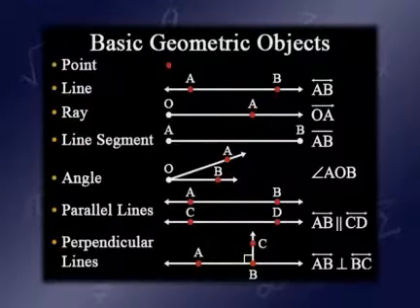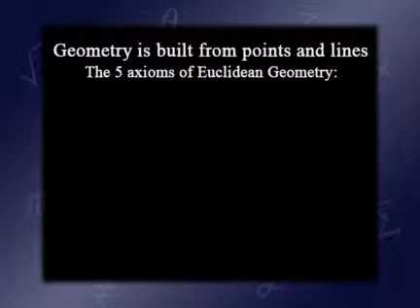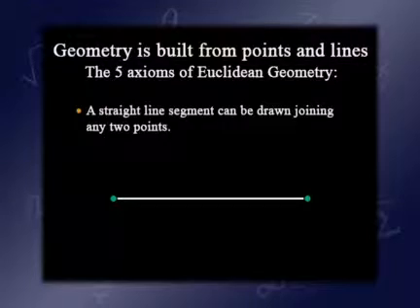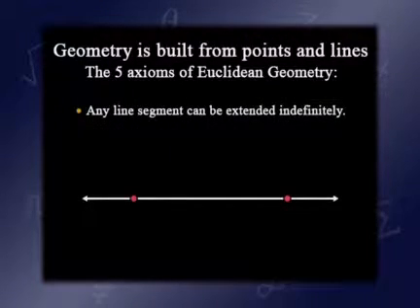Okay. All of geometry is built from points and lines and comes from the following 5 axioms of Euclidean geometry. So I will say them and we will illustrate them. For instance, a straight line segment can be drawn joining any 2 points. So if you have any 2 points, then you can connect them with a straight line. That's certainly something that we would accept without question, and so that's an axiom that we accept as part of our system. Any line segment can be extended indefinitely.